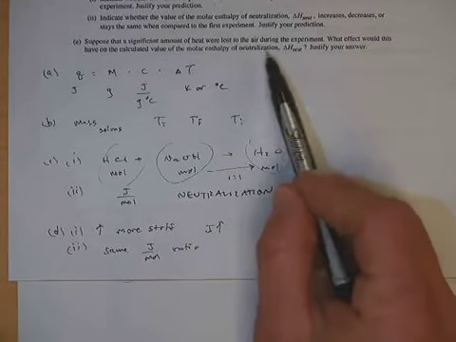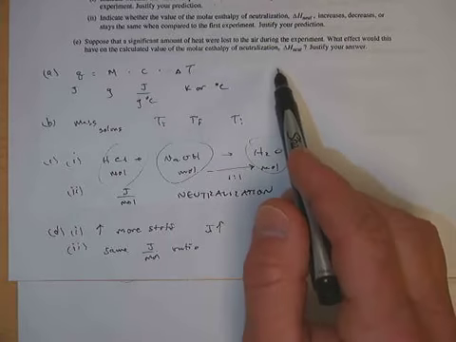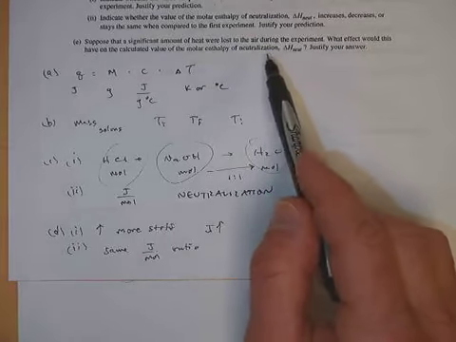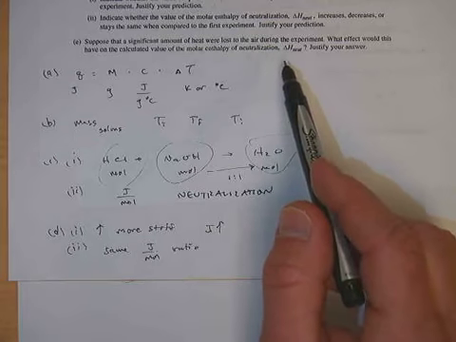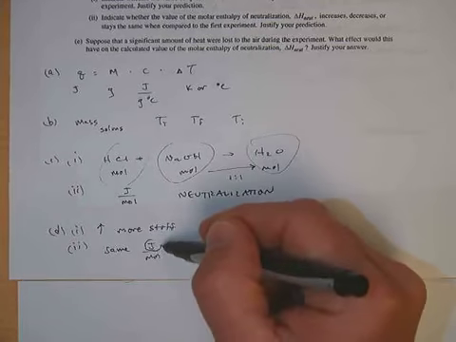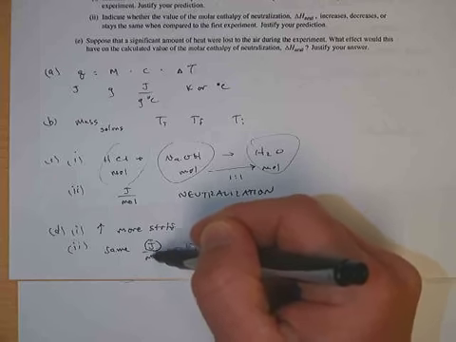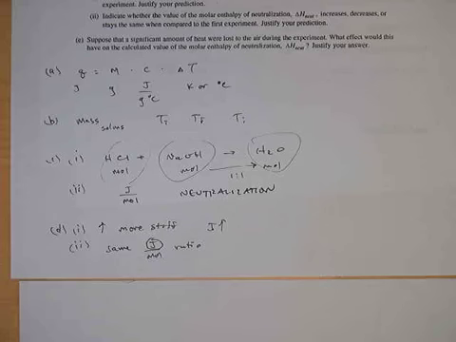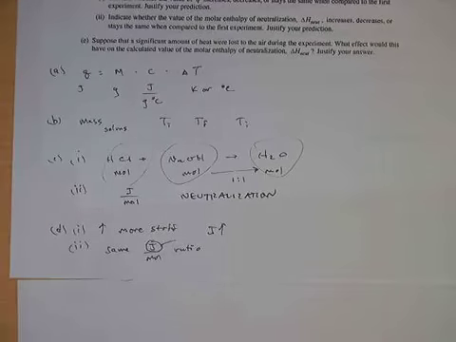Suppose a significant amount of heat were lost during the experiment. What effect would this have on the calculated value of the molar enthalpy? Well, it probably technically would just lower the amount of energy right here, and then your moles would still be the same, so you would have a smaller ratio because you have a smaller number on the top.